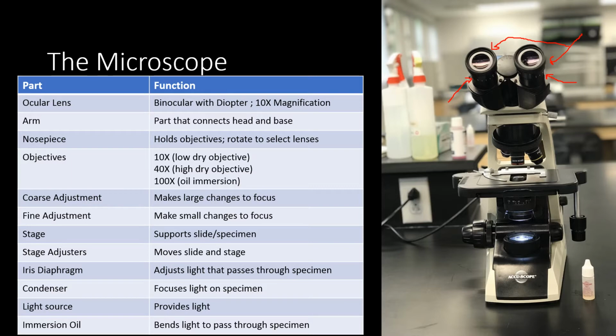The oculars are mounted in a part of the microscope called the head, and the head, which is here, is connected to the base, which is down here, via an extension, which you see in the back, called the arm. It's also the arm that you grab when you pull a microscope out of the cabinet. So you should know that you carry a microscope by holding it with the arm and then supporting the base with your opposite hand.